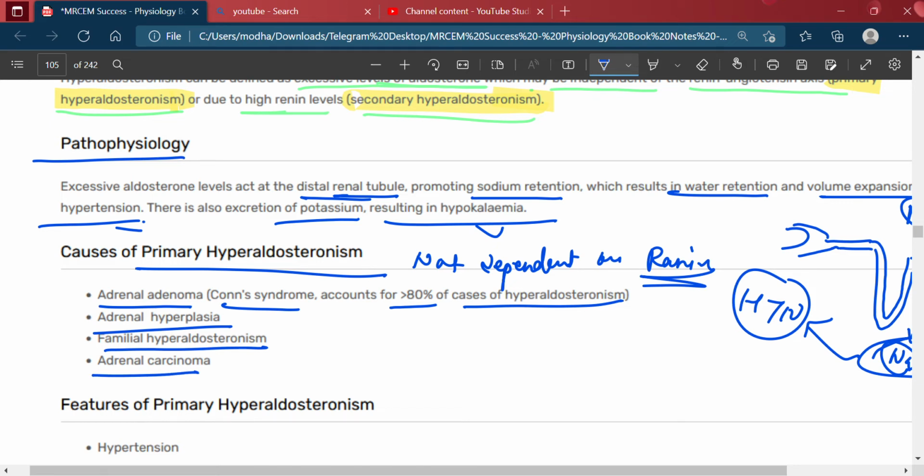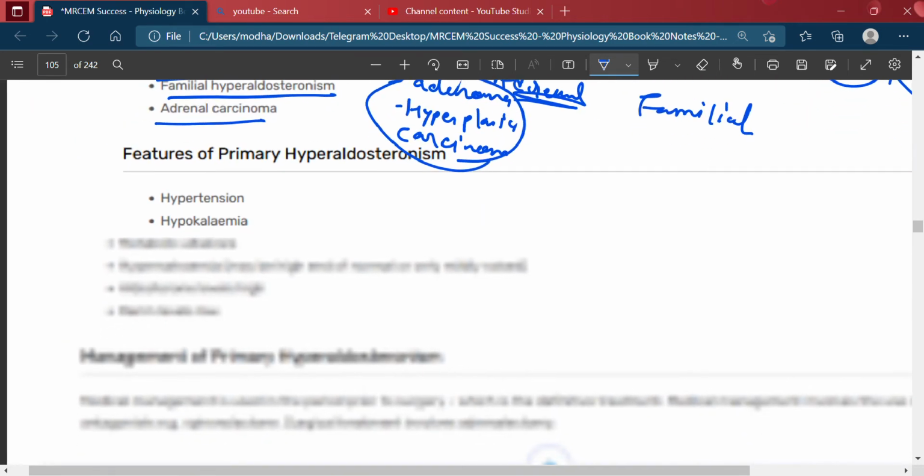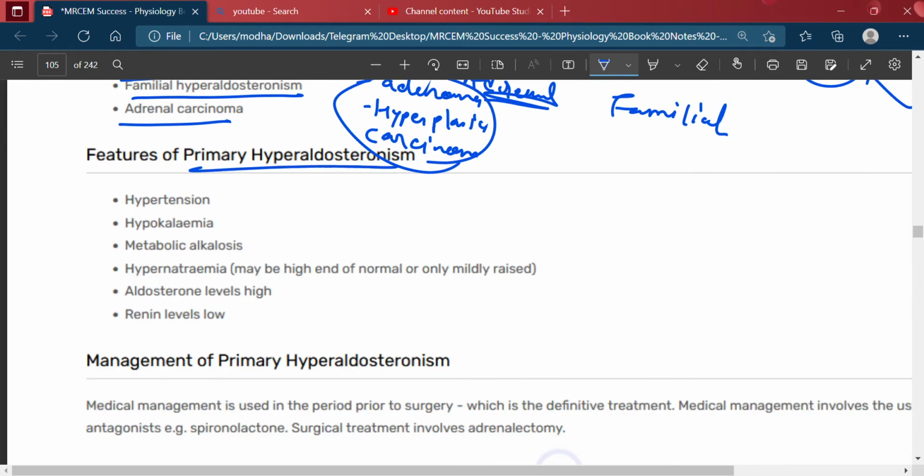Okay, due to adrenal disease like the adenoma, then hyperplasia and the carcinoma, all of the adrenal disease, and last is the familial. These will cause the primary hyperaldosteronism. Then, features of primary hyperaldosteronism.